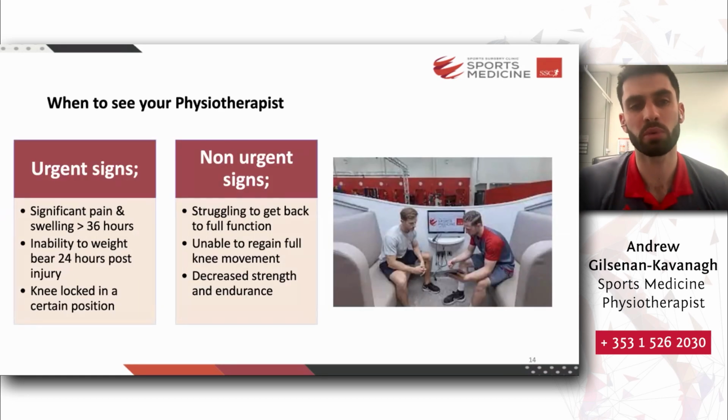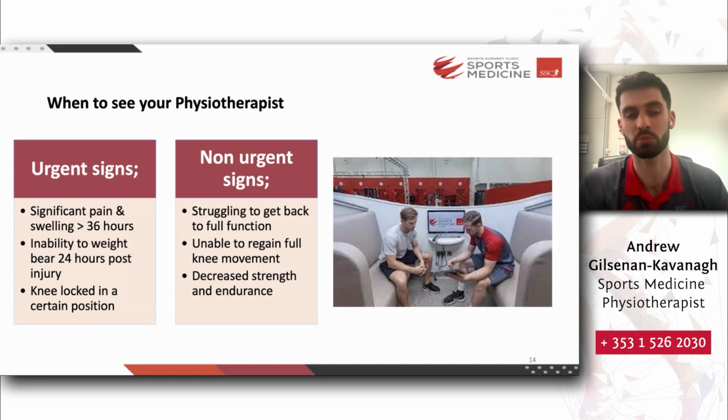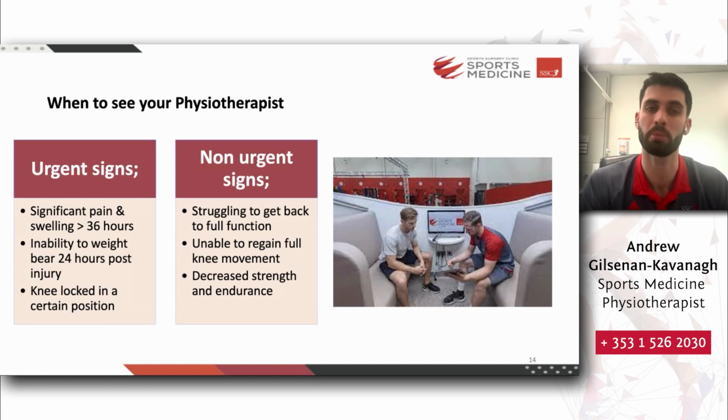So then you've returned from your ski holiday. You've come back. What are the urgent signs and what are the non-urgent signs that we need to see our physiotherapist? So again, that pain and swelling, that persistent high levels of pain and swelling which hasn't subsided, inability to weight bear, particularly a day or 2 after the injury, and a knee locked in a certain position. So we discussed earlier with the meniscal tears, when we're straightening and bending our knee, sometimes those symptoms can reappear and then sometimes they can subside.